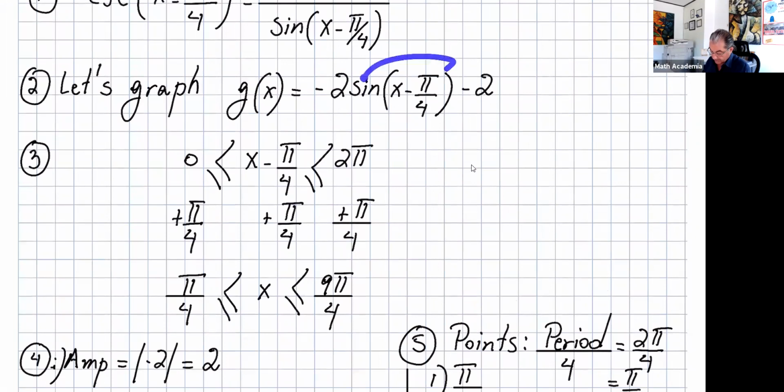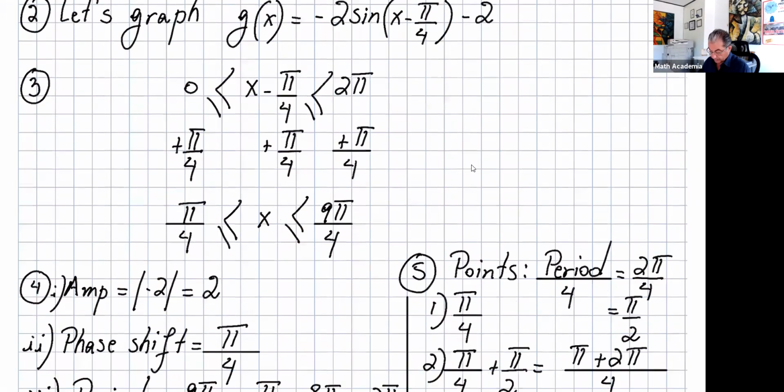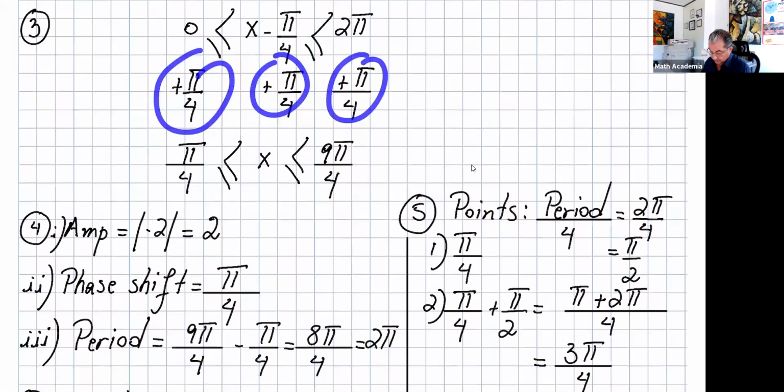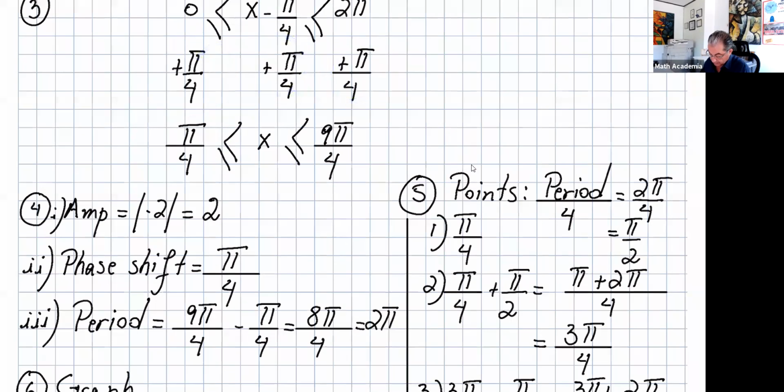We know that the angle is going to be between 0 and 2 pi because the period of sine is 2 pi also. Same way. So this is a compound inequality. Solve that by adding pi over 4 to all three sides. If you do that, you get pi over 4 and 9 pi over 4, starting and ending.